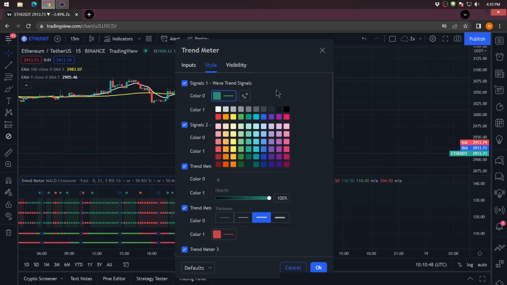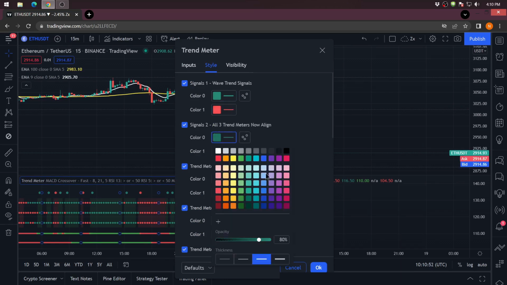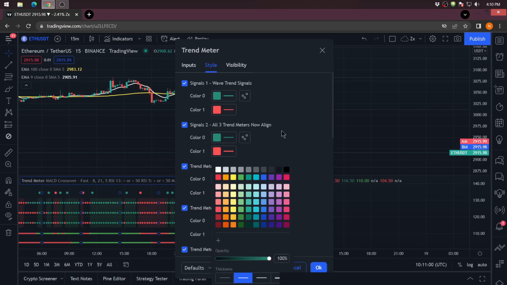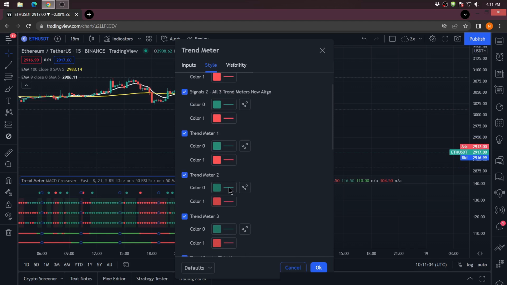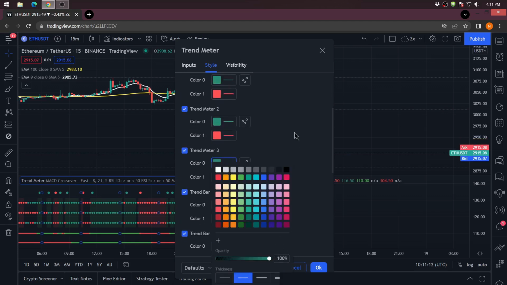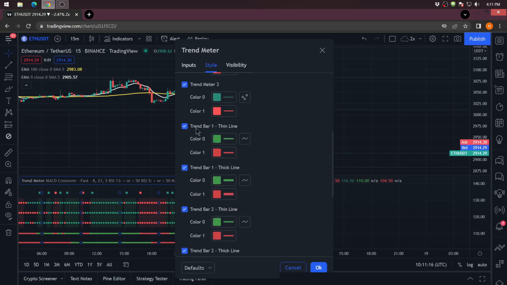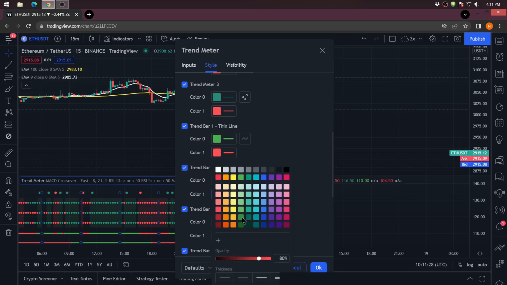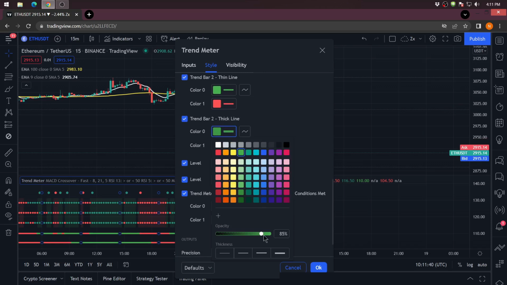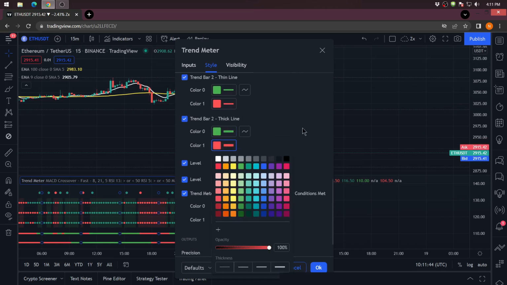I simply increase this opacity, this one, this one, and the Ten Meter 1, also for red color, and Ten Meter 2 also for the red color, Ten Meter 3 also for the red color, and also the Ten Bar 1 for the red color, and Ten Bar 1 thick line also for the red color, and Ten Bar 2 thin line also for the red color, and the Ten Bar 2 thick line also for the red color, and simply OK to save.